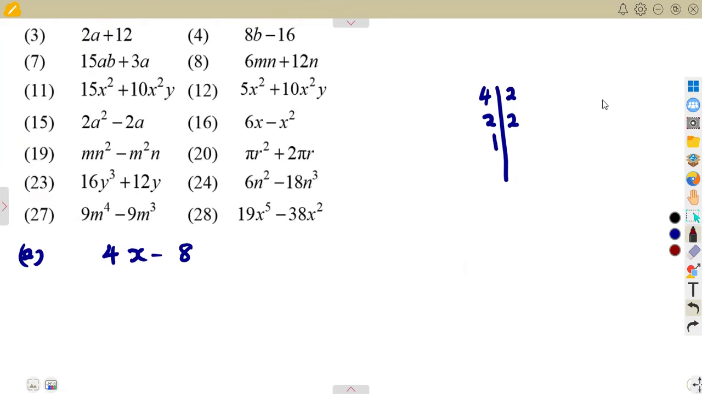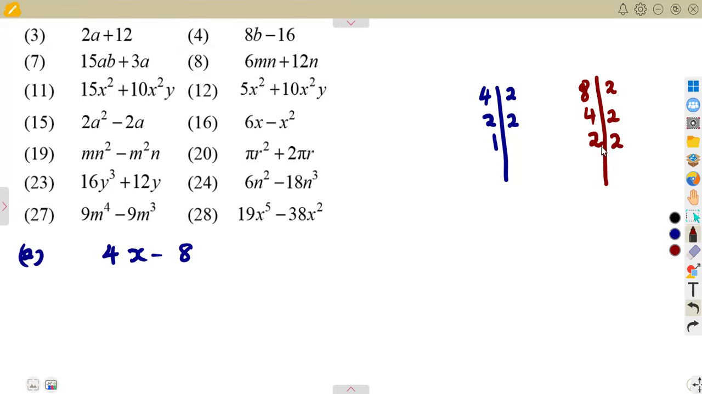You do the same thing on the 8. You're taking the numbers because you want to figure out what is the highest common factor there. You take also your number, which is 8. You're going to divide by 2. 8 divided by 2 is a 4. You divide again by 2. 4 divided by 2 is going to be a 2.